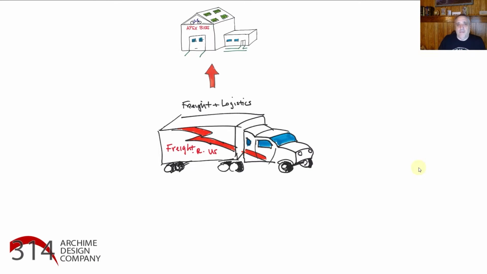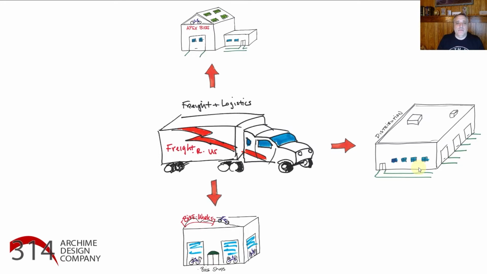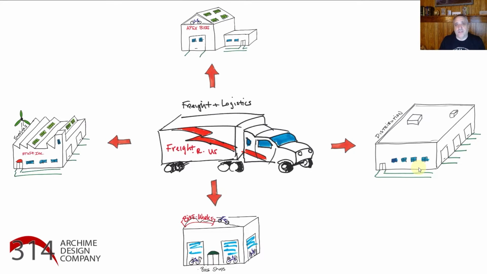So I'm going to have freight and logistics of things being shipped to me. I'm going to have freight and logistics for things going to distributors or going to the small bike shops. I'm also going to have freight and logistics that I have to pay for from my vendors. So it is everywhere, and it is money coming out of your pocket.